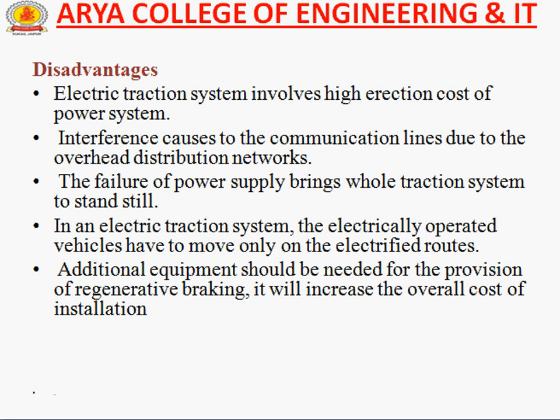The failure of power supply brings the whole traction system to a standstill. If any fault happens in this overhead line, the overall system fails. In an electrical traction system, the electrically operated vehicle can move only on electrified routes. It means the route is only possible where the overhead lines are installed.